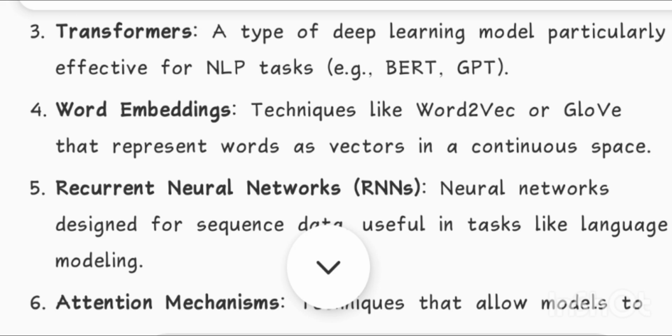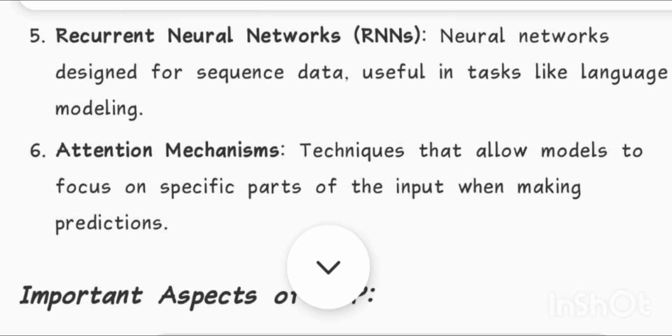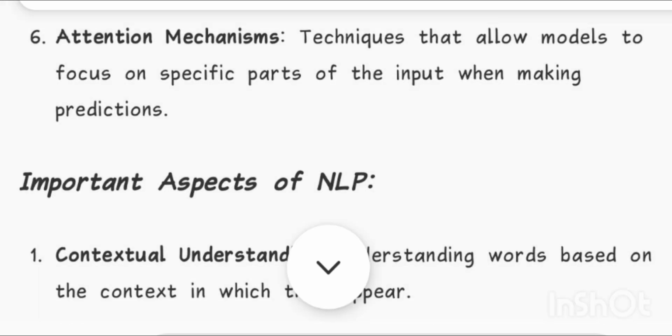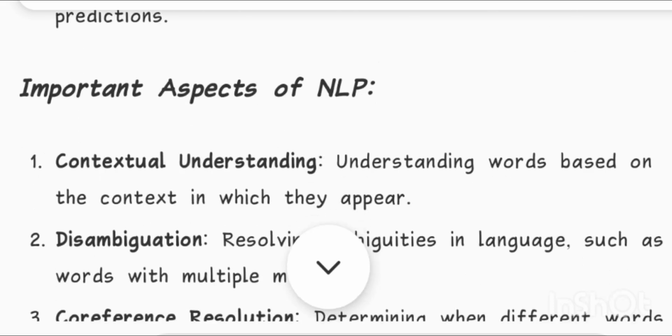BERT, GPT. 4. Word embeddings, techniques like word2vec or GloVe that represent words as vectors in a continuous space. 5. Recurrent neural networks, RNNs, neural networks designed for sequence data, useful in tasks like language modeling. 6. Attention mechanisms, techniques that allow models to focus on specific parts of the input when making predictions.